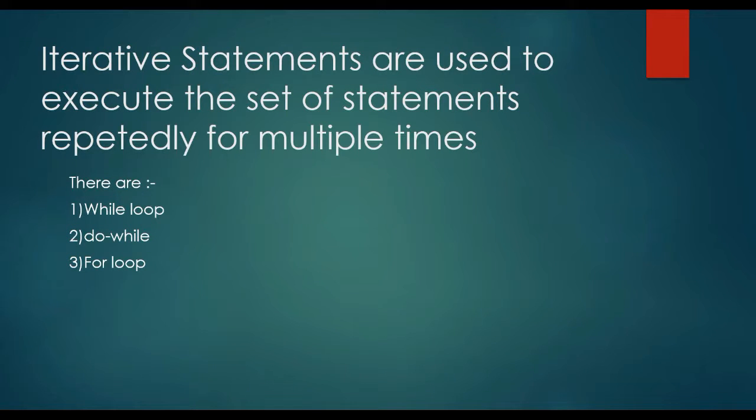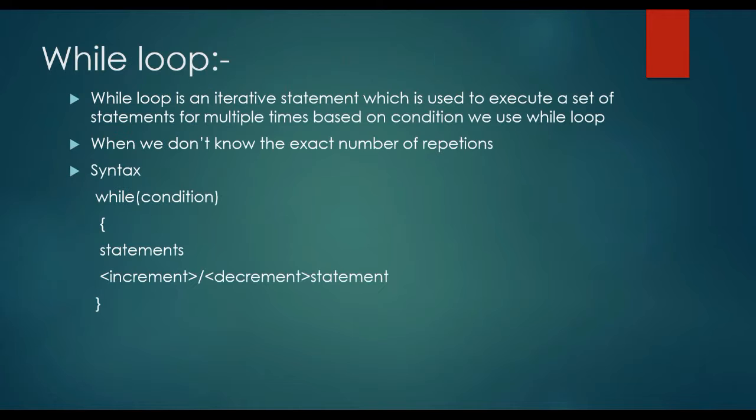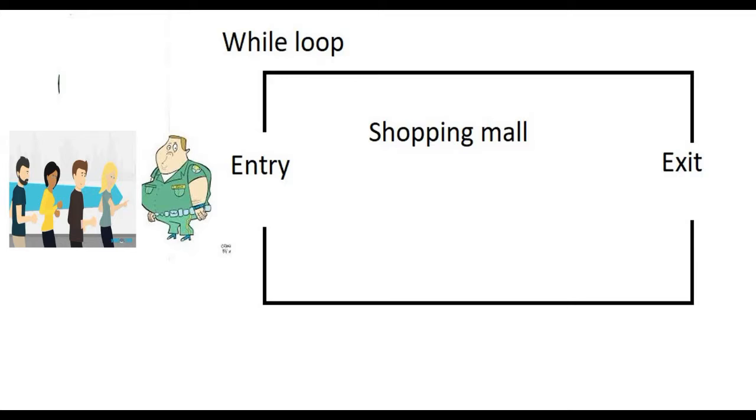There are the for loop, while loop, and do while loop. Let's discuss the while loop. A while loop is an iterative statement which is used to execute a set of statements multiple times based on a condition. We use a while loop when we don't know the exact number of iterations. Here is the syntax: while (condition) { statements; increment/decrement }.